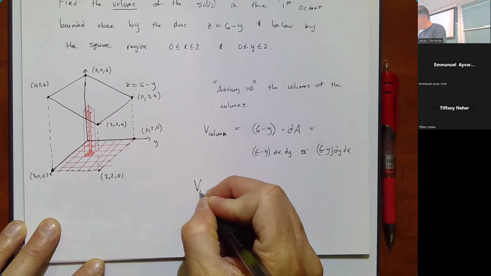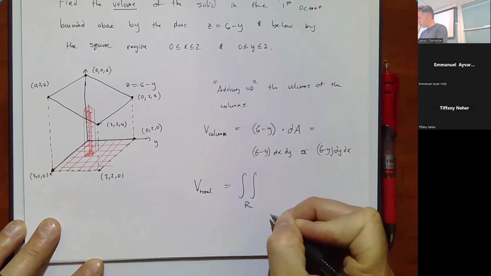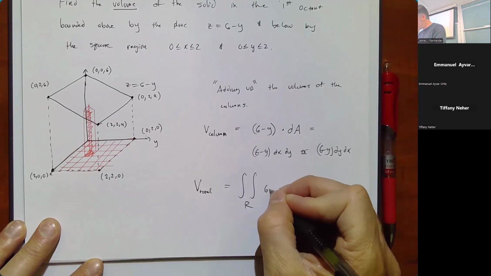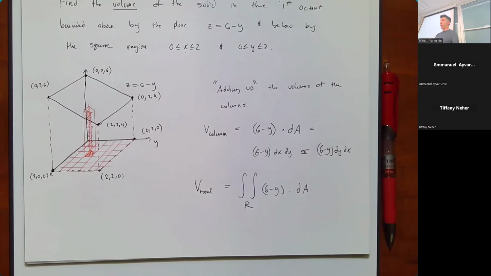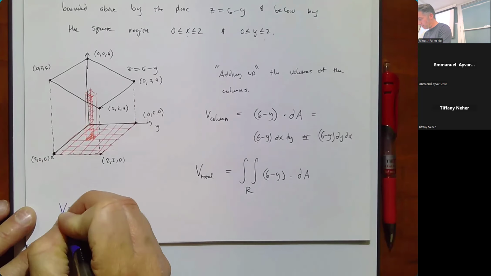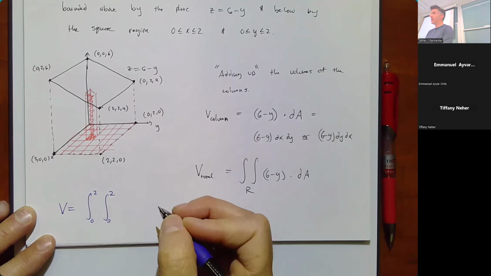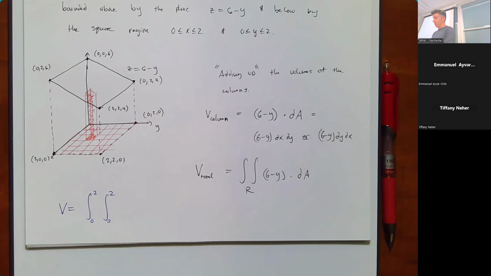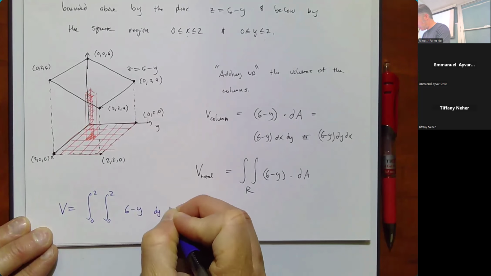So our total volume is going to be the double integral over the region of our function dA. That's the general way of writing it, if you don't know what the region is yet, or you don't want to find the region yet. But then if we actually want to write this explicitly, it's going to be the integral from 0 to 2, from 0 to 2. It doesn't actually matter which one we do here because it's the same either way. Of 6 minus y dy dx.